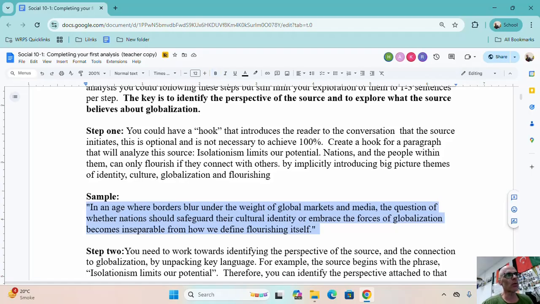In an age where borders blur under the weight of global markets and media, the question of whether nations should safeguard their cultural identity or embrace the forces of globalization becomes inseparable from how we define flourishing itself. That's a big picture statement about what this source is about. But you don't have to have that to get to 100%. You could have something like, subject of great controversy is to what extent does globalization benefit nations? Just a quick little introduction into the overall topic.